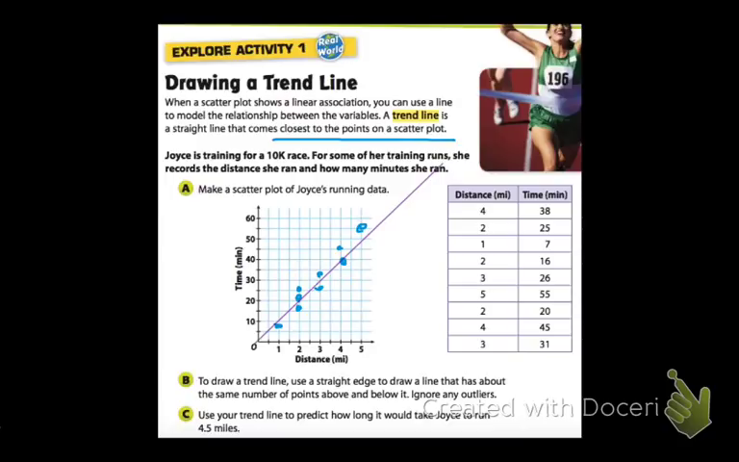So as I look at that trend line, I need to be able to use it to make a prediction. For part C, use your trend line to predict how long it would take Joyce to run 4.5 miles. Well, 4.5 miles is here. So if I follow that up and then over to the left, it would take about 45 minutes for Joyce to run 4.5 miles.